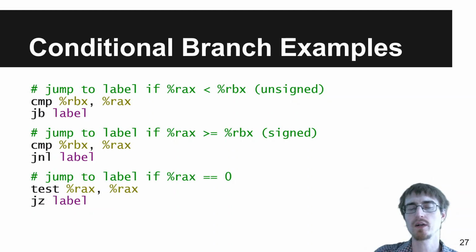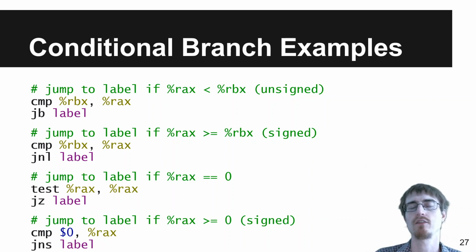Now another one, so here we see the purpose of the test instruction. If we test RAX against itself, the result of the AND operation will be RAX itself. So the result will be 0 if RAX is 0 and non-zero if RAX is also non-zero.